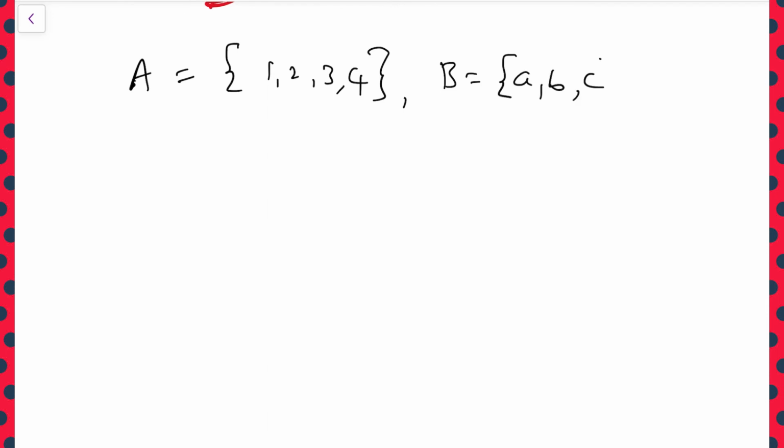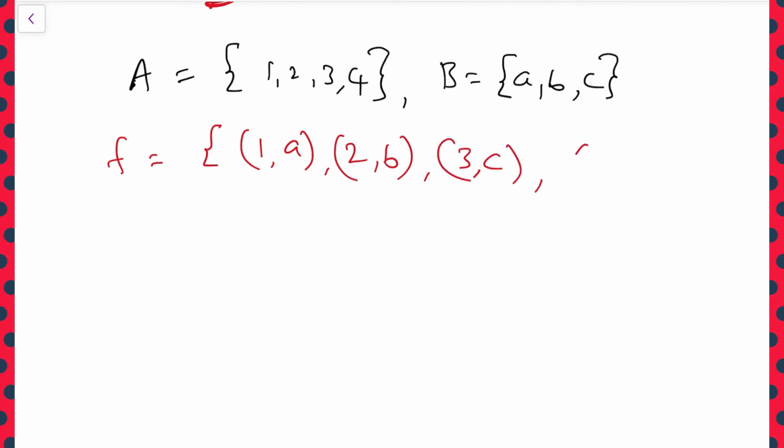We have set A, that is 1, 2, 3, 4, and set B, we have a, b, c. And he defined the function as f = {(1, a), (2, b), (3, c), (4, c)}. Let us check whether this is an onto function or not, otherwise surjection or not.